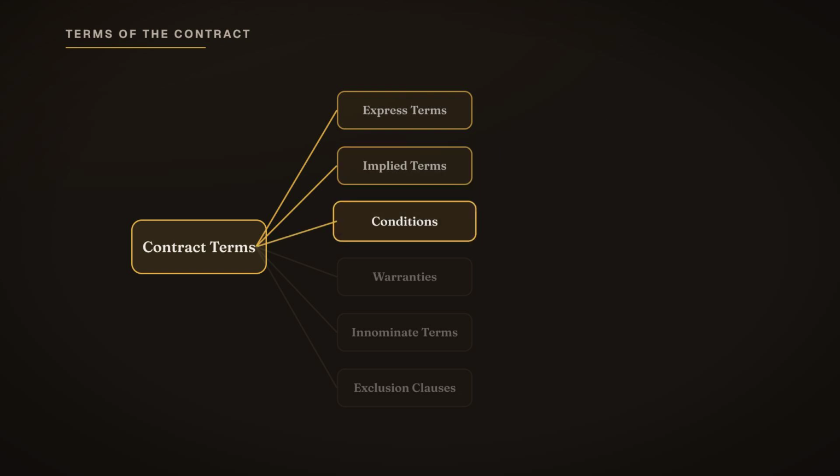Once you know a term exists, the next question is how important it is. And here the traditional classification begins. A condition is a term that goes to the root of the contract. If it is breached, the innocent party has a choice. They can treat the contract as terminated and claim damages, or affirm the contract and claim damages alone.